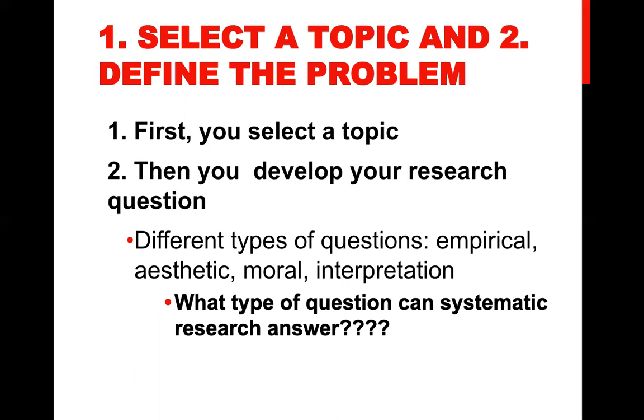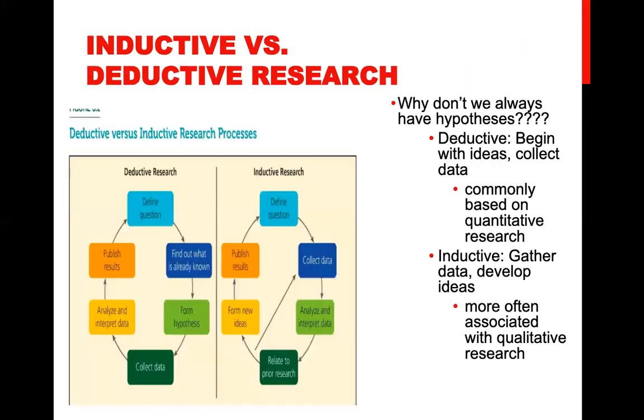So the big takeaway here is that after you have a topic, your research question needs to be an empirical question, right? It needs to be a question that is knowable, and that is knowable by collecting data. That is the only type of question that systematic research can answer.